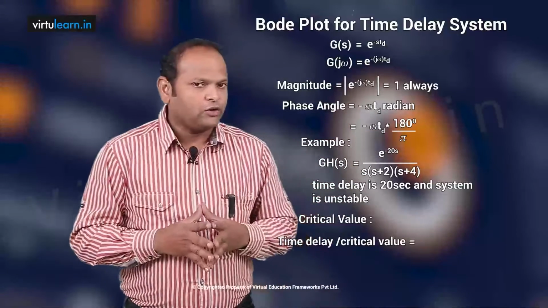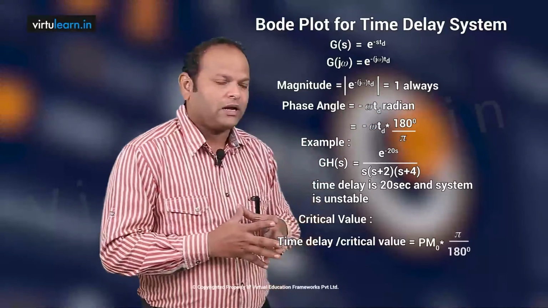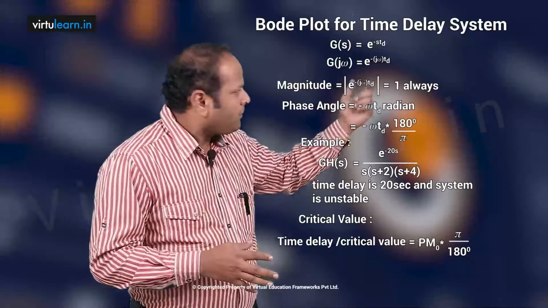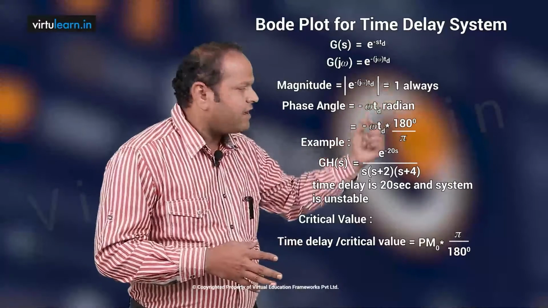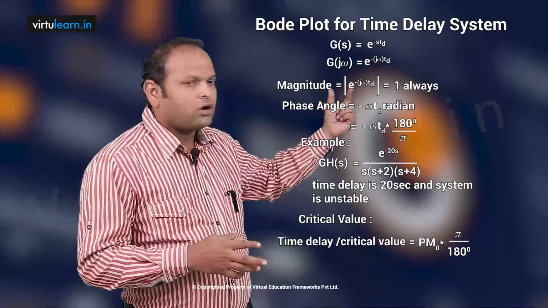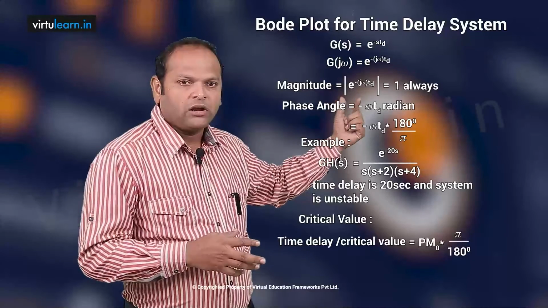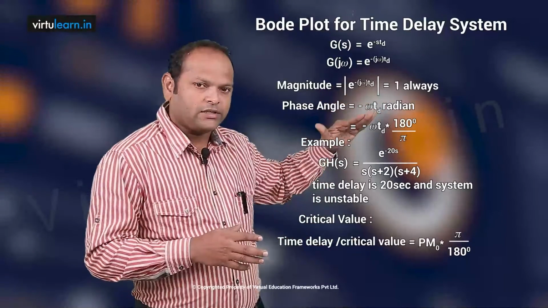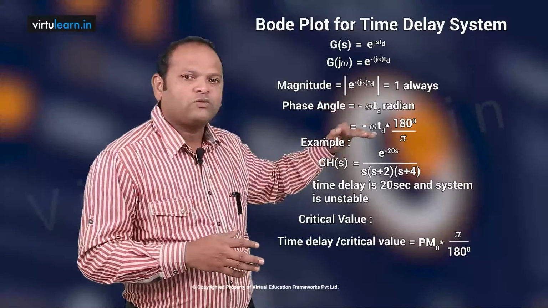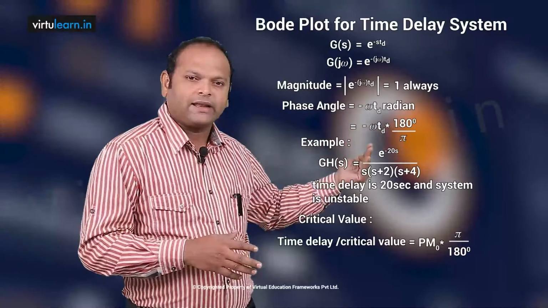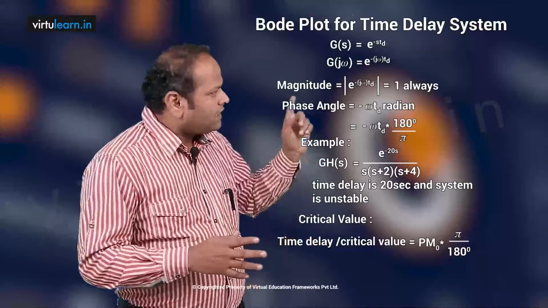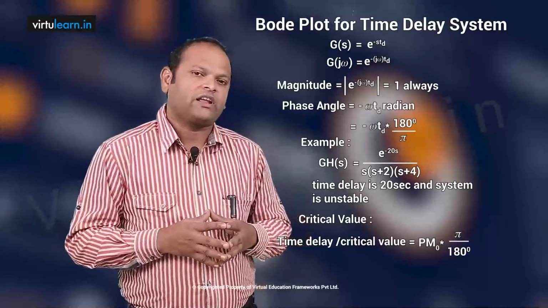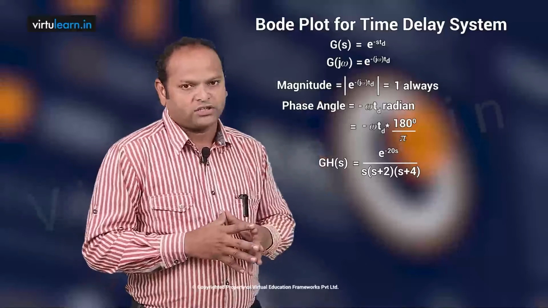For the critical value of time delay, we have a formula, that is Tdc. The critical value of time delay is PM naught into pi by 180, where PM naught is the phase margin when Td is equal to 0. So initially assume the time delay is 0, then get the phase margin, maybe using an analytical method or graphical method. That, into pi by 180, gives the critical value of time delay. With that critical value, the system will be marginally stable.